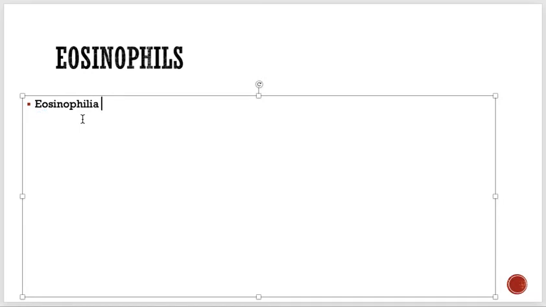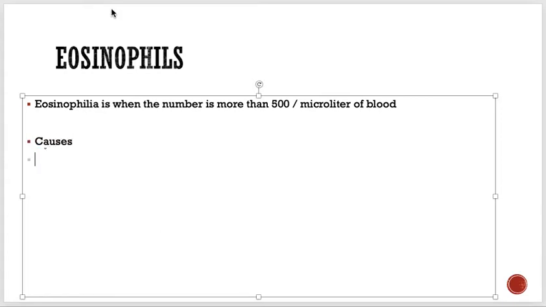Okay, and we say that eosinophilia is when the number is more than 500 cells, you could say 500 eosinophils, per microliter of blood. So when the number is more than this, we say that the person has eosinophilia. And what are the causes?